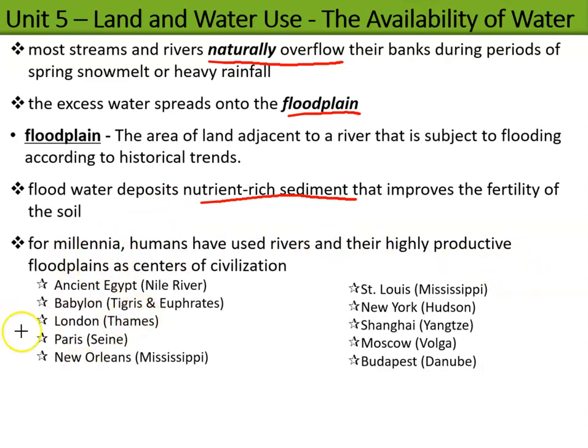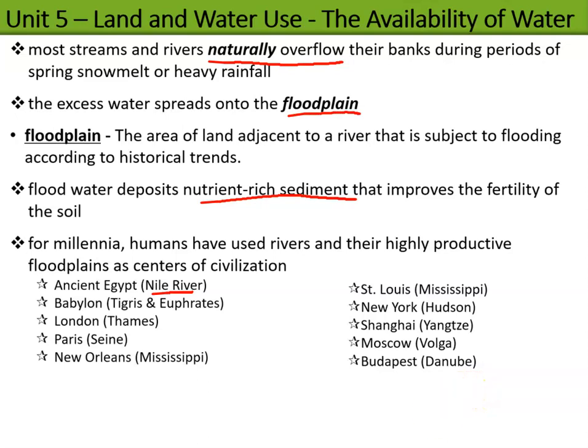There are countless examples. I did a little 5-minute Google search and pulled out a whole bunch of famous settlements, a few really old ones, and most of these are still around today, all around rivers. So ancient Egypt and currently Cairo, all the civilization centers around the Nile River. Babylon was between the Tigris and Euphrates Rivers. London is on the Thames. Paris is on the Seine. New Orleans and St. Louis are both on the Mississippi River. New York City is on the Hudson River. Shanghai is on the Yangtze River. Moscow has the Volga River, Budapest has the Danube River, and there's many, many more.